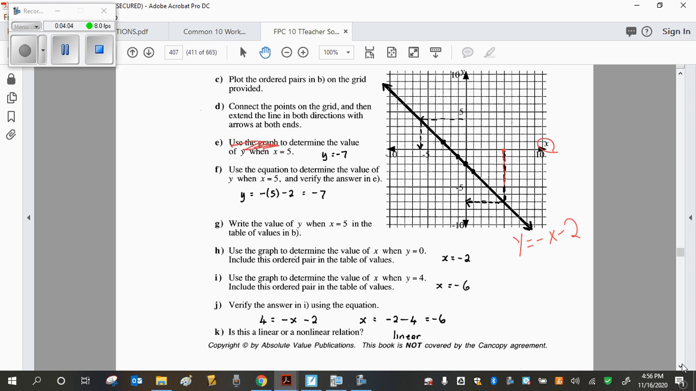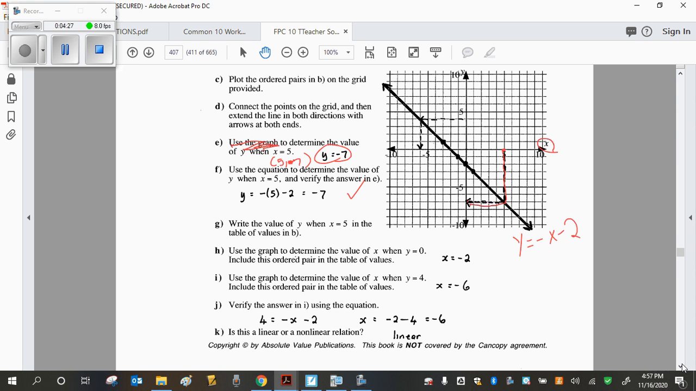And then you either go up or down until you hit the graph and go to the other axis. It says negative 7, so y equals negative 7. That point, you might want to write it down, is 5, negative 7, where x equals 5 and y equals negative 7. Use the equation, you betcha.